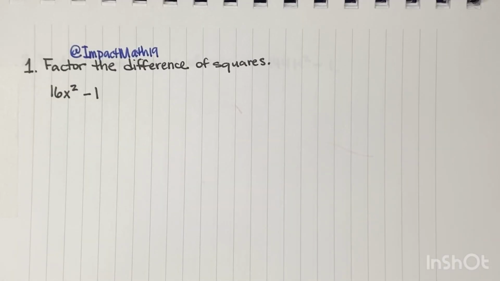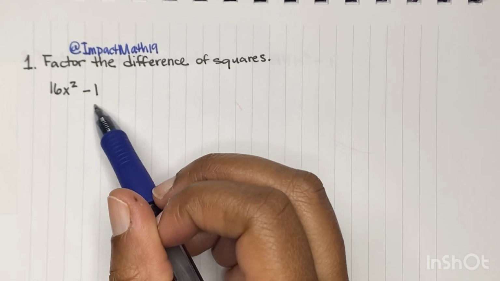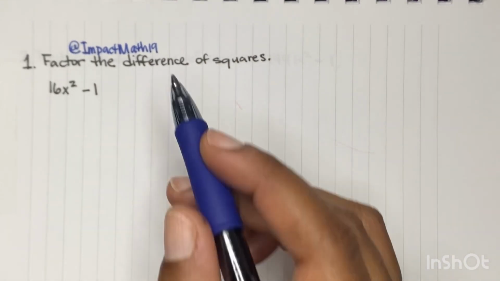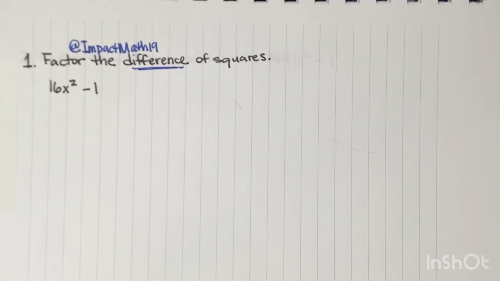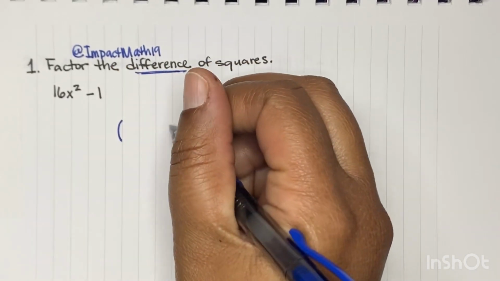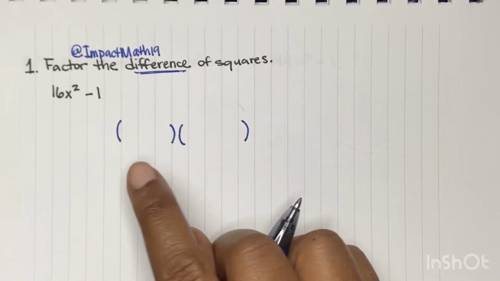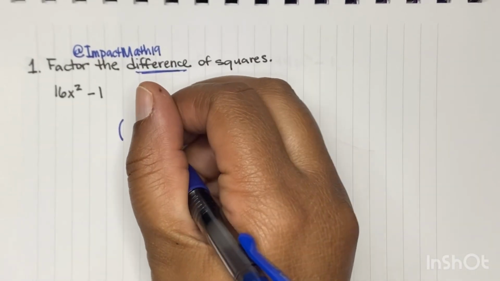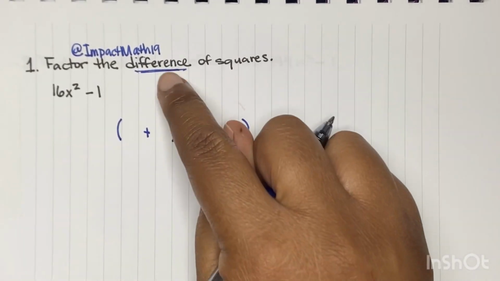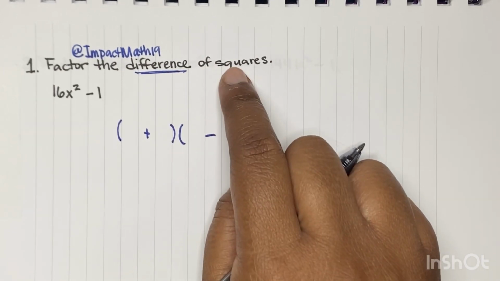Okay, we're going to be doing factoring difference of squares. So it says factor the difference of squares 16x squared minus 1. Whenever you have a difference of squares, you're going to go to two parentheses right away. Inside those parentheses, you're going to have a plus and a minus. This is the formula for difference of squares, okay?